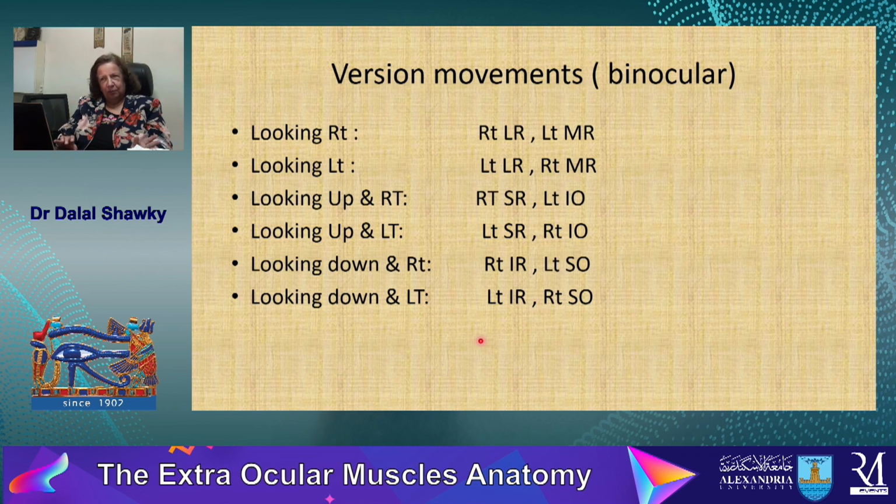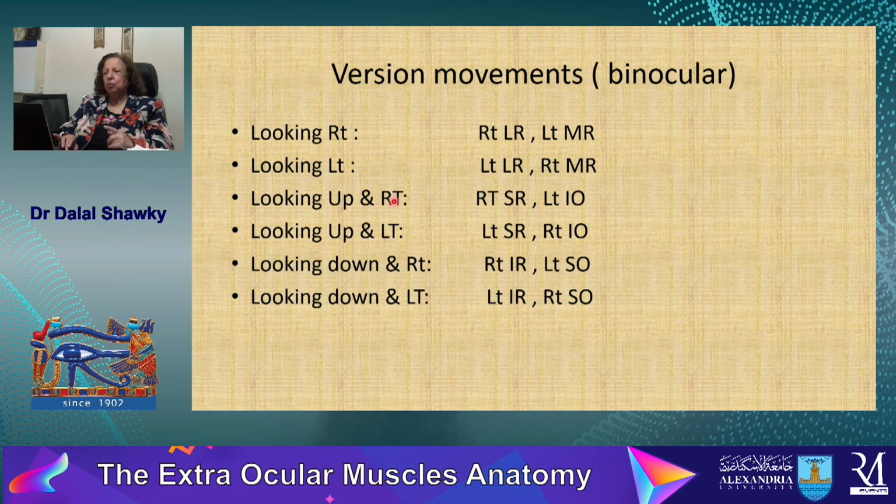Version movement, movement of the two eyes together. This is important to compare if there is some paresis in one muscle or some overaction. This we will see exactly when we go to the lecture of paralytic squint. Version movement, we can detect if there is some paresis or some overaction in one of the muscles. Looking right, we are testing the right lateral rectus and left medial rectus. Looking to the left, we are testing the left lateral rectus and right medial rectus.